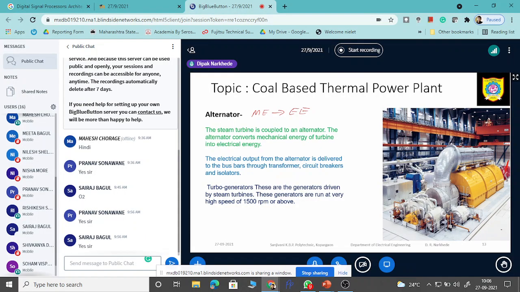Okay, so what will the alternator do? Nilesh, Rishikesh, Meeta, Mahesh, Sairaj, what will the alternator do?